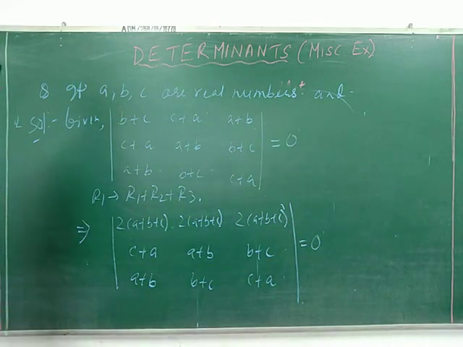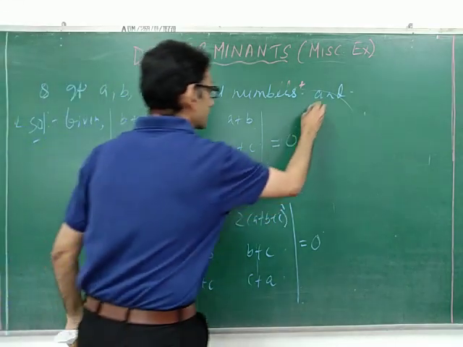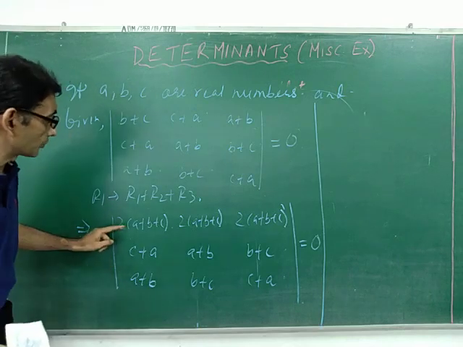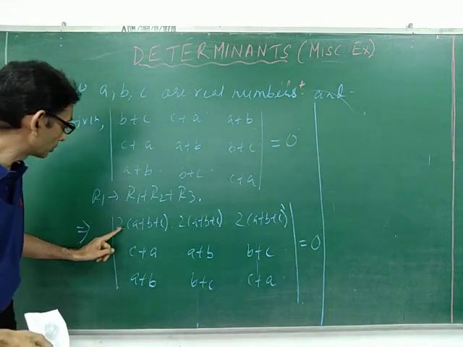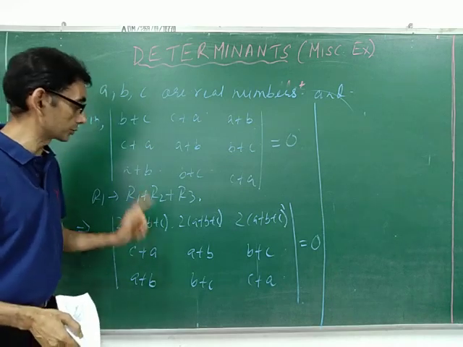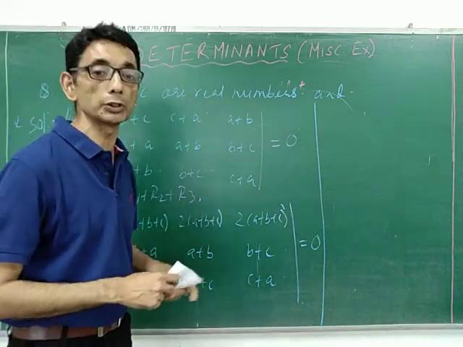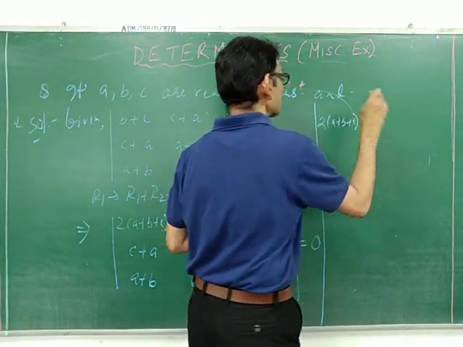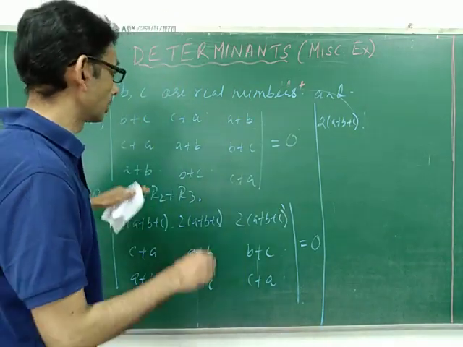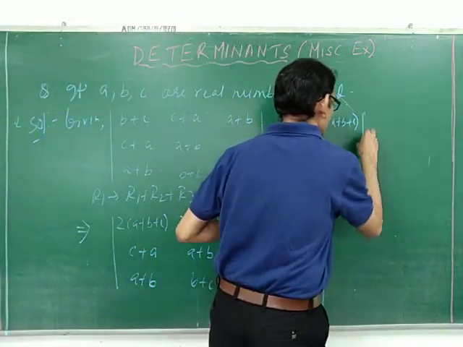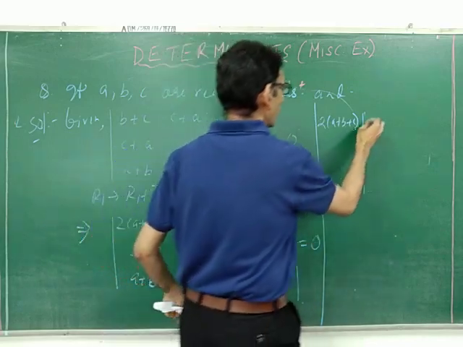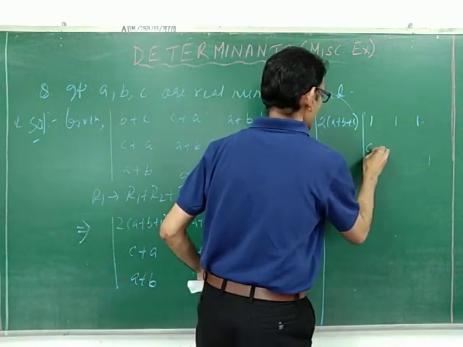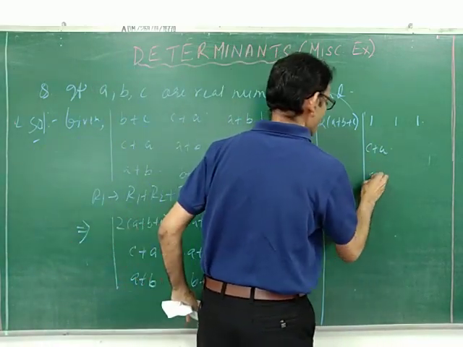Now what is the next step? In the first row, 2A plus 2B plus 2C, that is twice A plus B plus C, is common. So we take twice A plus B plus C common from the first row. What is left out is 1, 1, 1, and there is no change in the other rows.